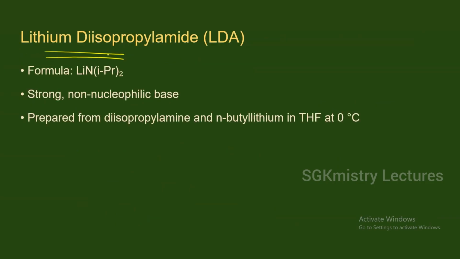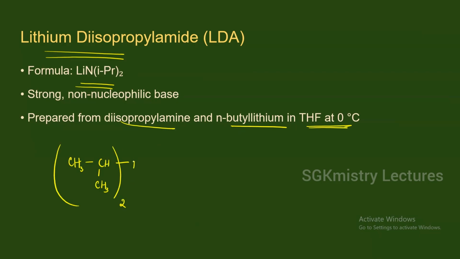Next, talking about lithium diisopropylamide, that is LDA. How is it prepared? First of all, we know that the formula is LiN with isopropyl groups. There are two isopropyl groups. It is prepared from diisopropylamine and n-butyl lithium in the presence of THF at 0 degrees Celsius. This is the isopropyl group, so diisopropyl, two times, with NH.